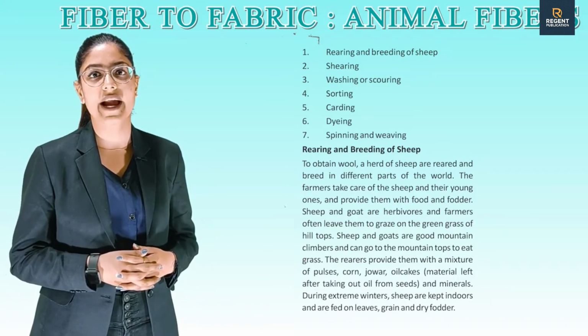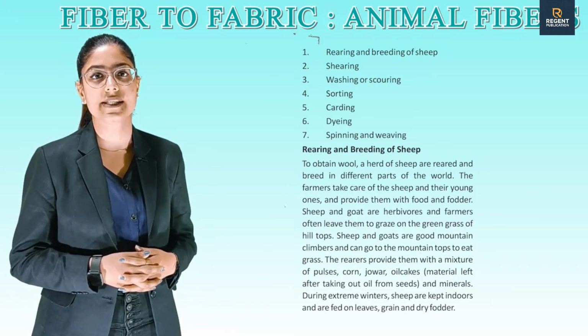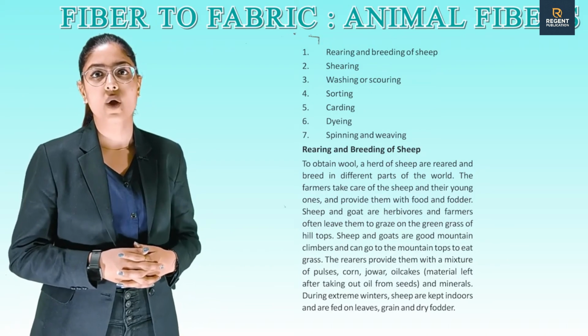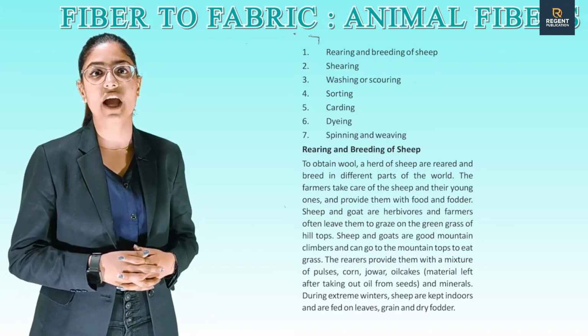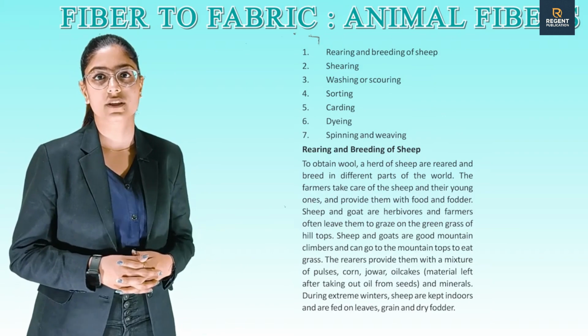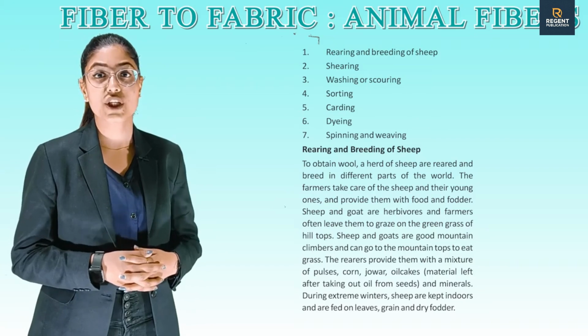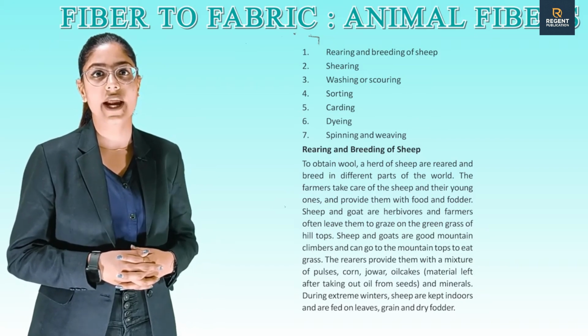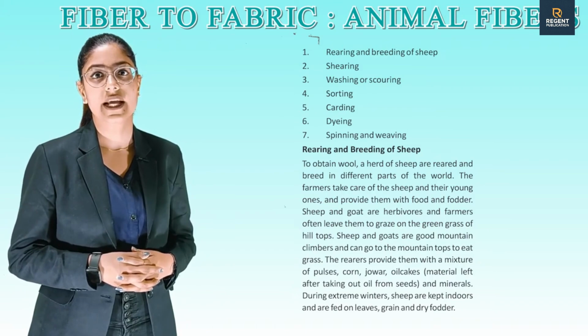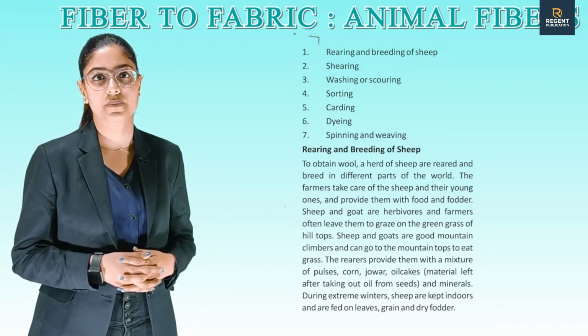The rearers provide them with a mixture of pulses, corn, jowar, oil cakes (material left after taking out oil from seeds), and minerals. During extreme winters, sheep are kept indoors and are fed on leaves, grains and dry fodder.